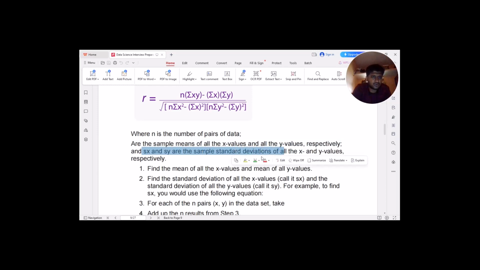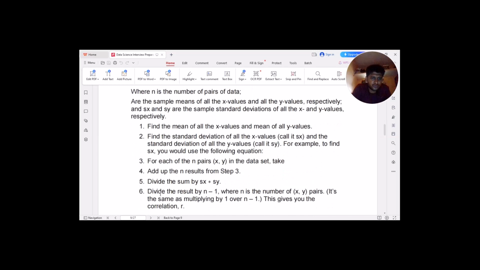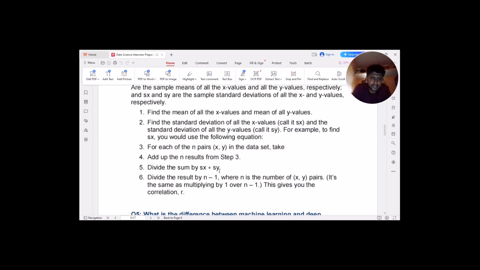So what we will do is find the mean of the x values and the mean of the y values. Then we will find the standard deviation of the x values, call it sx, and the standard deviation of the y values, call it sy. For example, to find sx, you would use the following equation. For each of the n pairs of xy in the data set, add up the n steps from step 3.